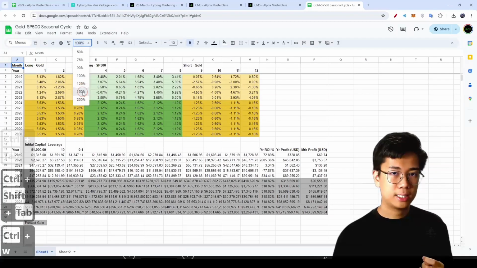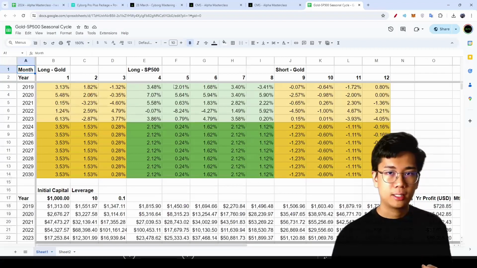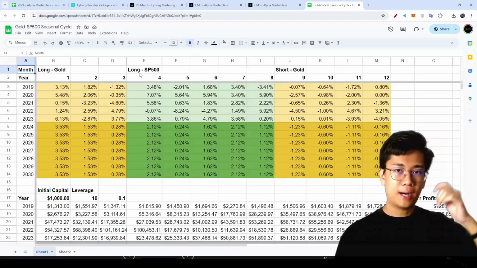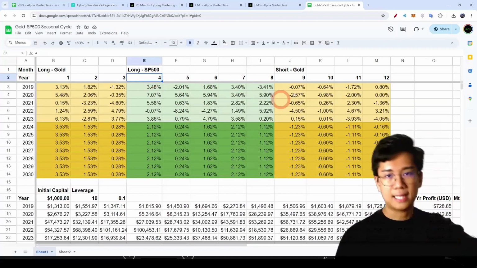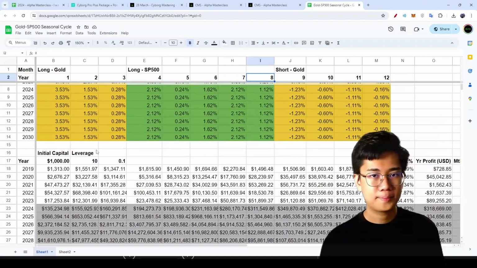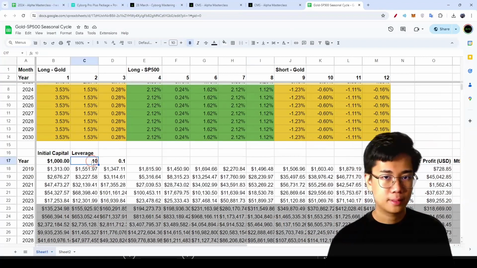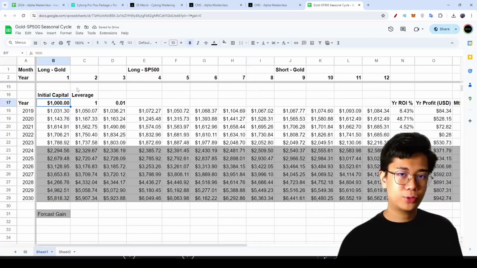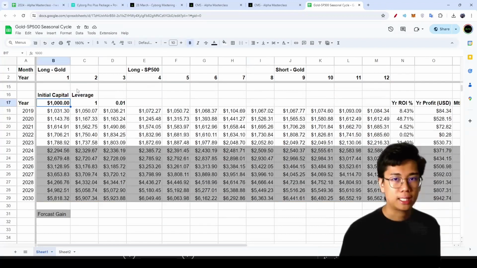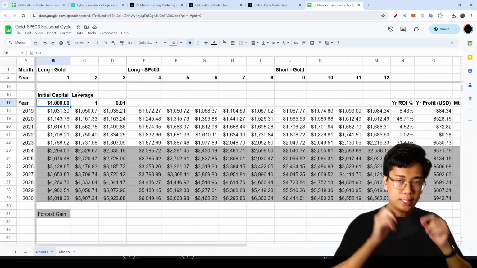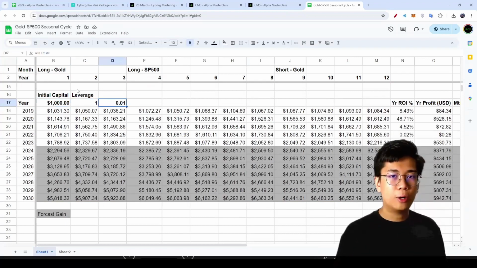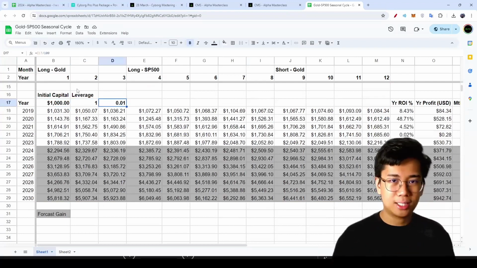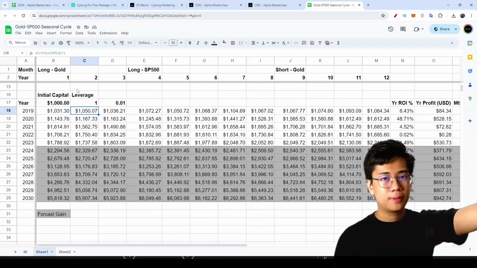When do I sell S&P 500? I buy in April, I sell at the end of August. Right now, let's assume that you start the whole strategy with just $1,000 capital. On $1,000 capital, you only open 0.01 lot per month. One trade per month. Just open and let it go.